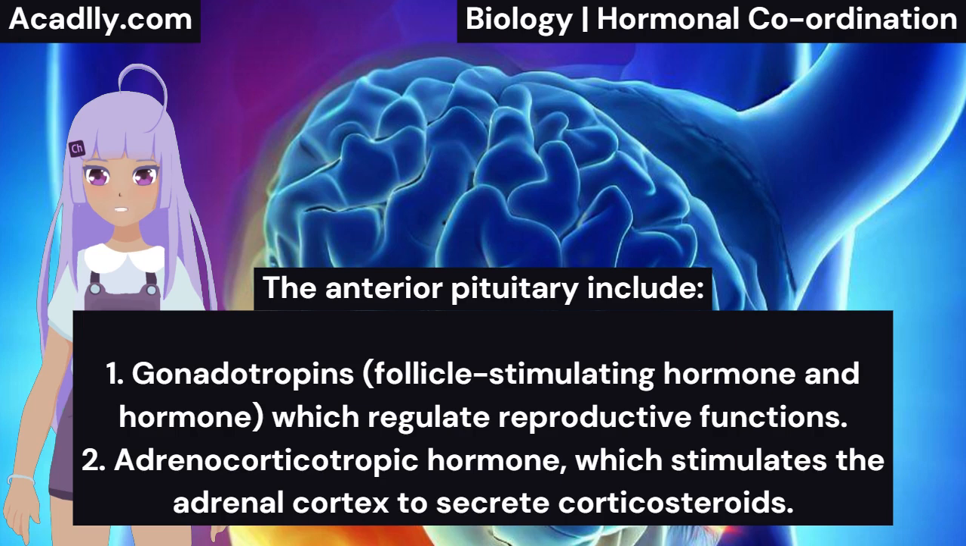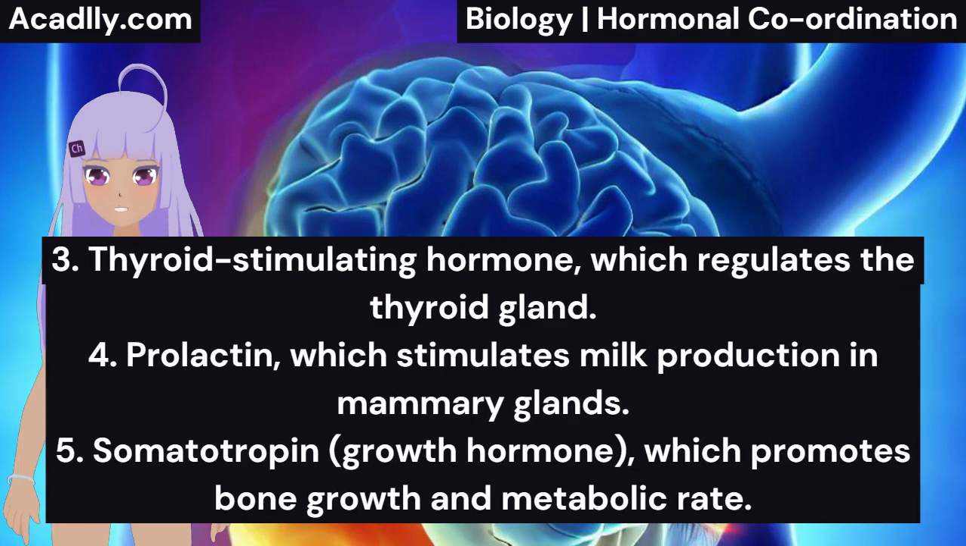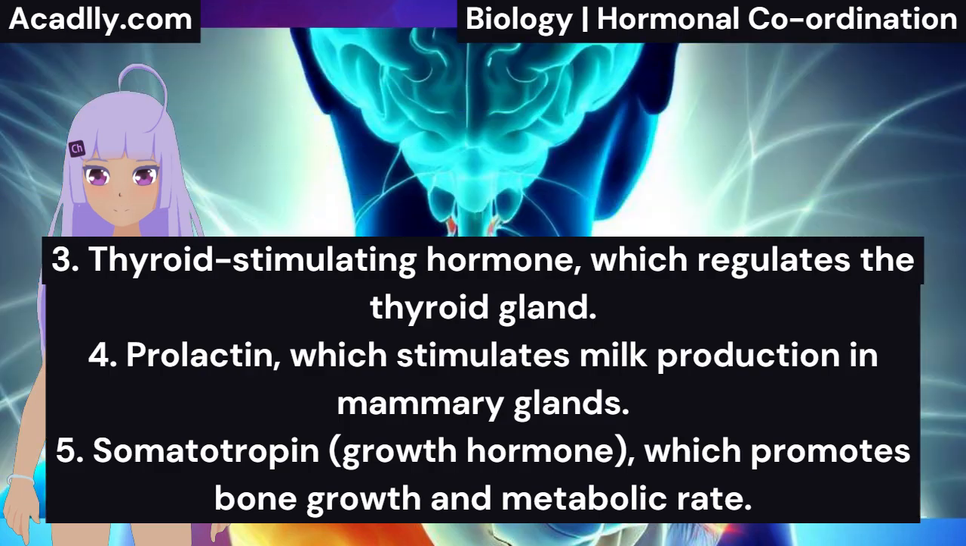2. Adrenocorticotropic hormone, which stimulates the adrenal cortex to secrete corticosteroids. 3. Thyroid-stimulating hormone, which regulates the thyroid gland. 4. Prolactin, which stimulates milk production in mammary glands. 5. Somatotropin, growth hormone, which promotes bone growth and metabolic rate.